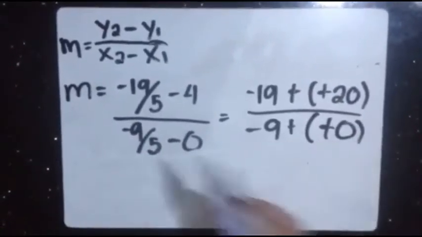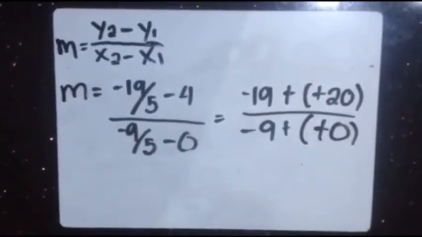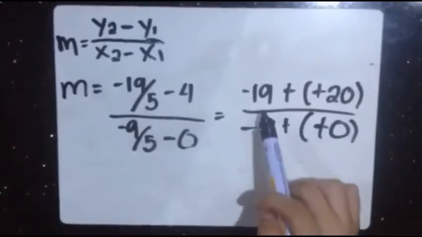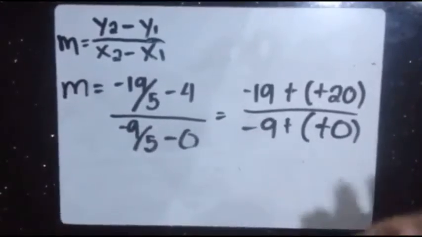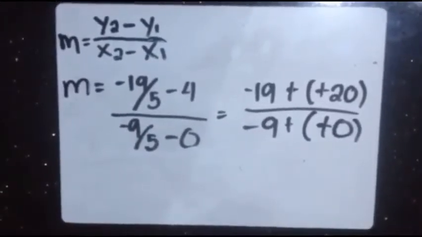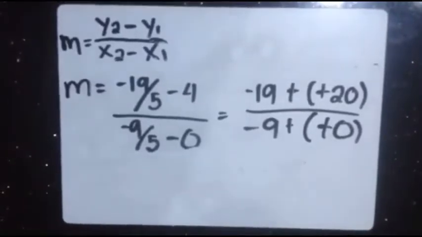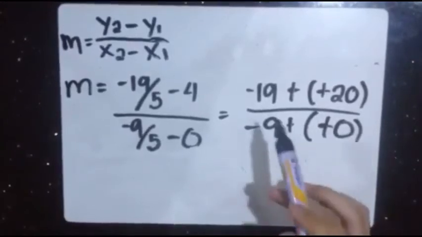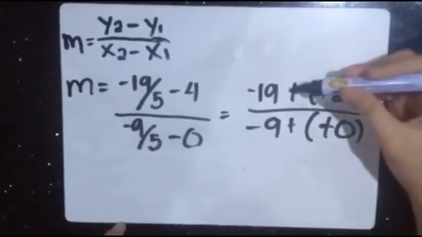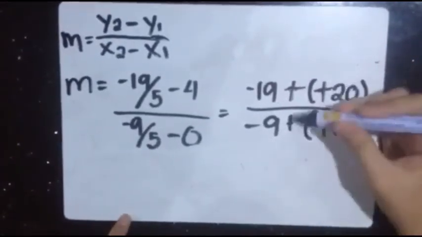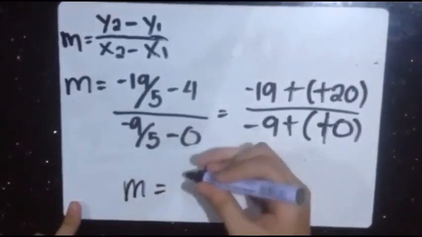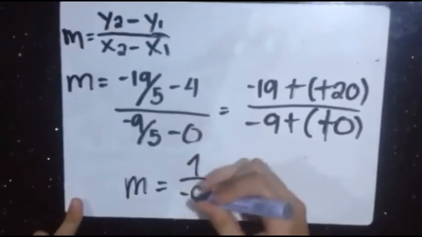So 5 divided by 5 gives us 1. Then multiply it by negative 19, so it will give us negative 19. Then 5 divided by 1 gives us 5. Then multiply it by negative 4, so it will give us negative 20. Then you will have to keep change, so I already changed it. Then the slope of the perpendicular will be 1 over negative 9.